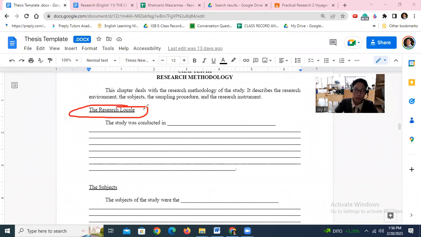So supposedly, you need to fill in here, the study was conducted in. So again, saan kinonduct yung study? So you will say, the study was conducted in. For example, kay Kyle, his study was conducted here in our school. So he will say, the study was conducted in IGB Samuel Function House and Training Center, so on and so forth. Okay? And then followed by, we have the subjects.